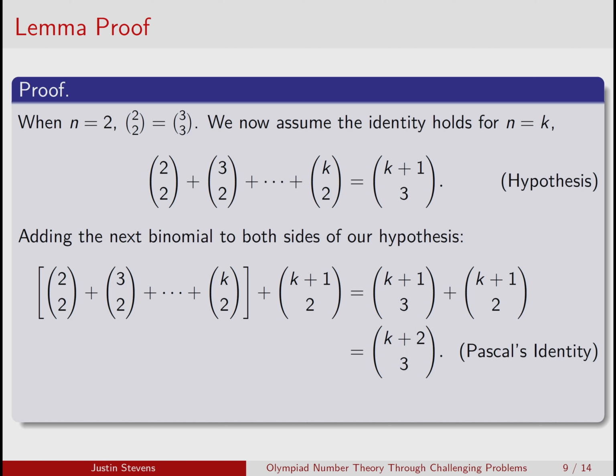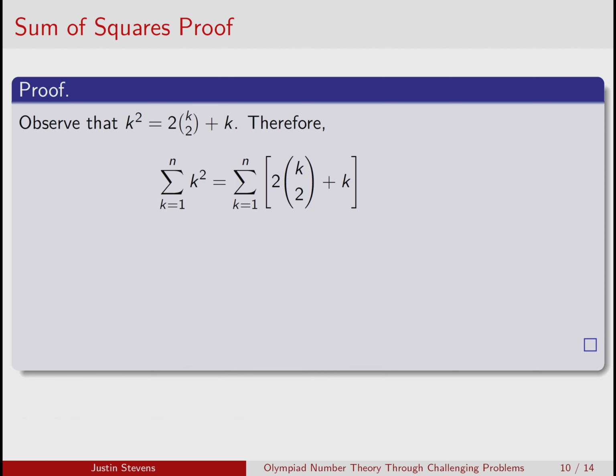Awesome. So we've now seen a proof of this fact, and we're now going to use these two facts that we've seen to prove the sum of squares formula. Therefore, this identity holds by induction. So we can observe that k squared is equal to 2 times k choose 2 plus k.